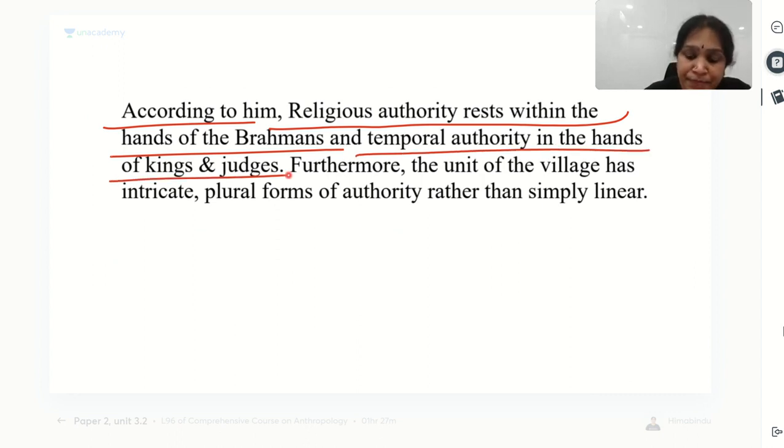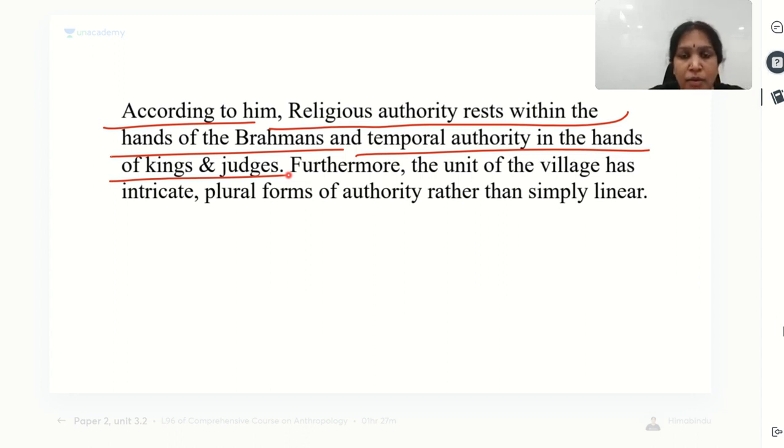According to him, religious authority rests in the hands of the Brahmins, temporal authority in the hands of kings and judges. So, is this clear? Multiple forms of inequality. Is it clear? So, religion-wise, Brahmin on top. Temporal authority-wise, Zamindar on top. Often Zamindars are not Brahmins. Did you see this? Okay.